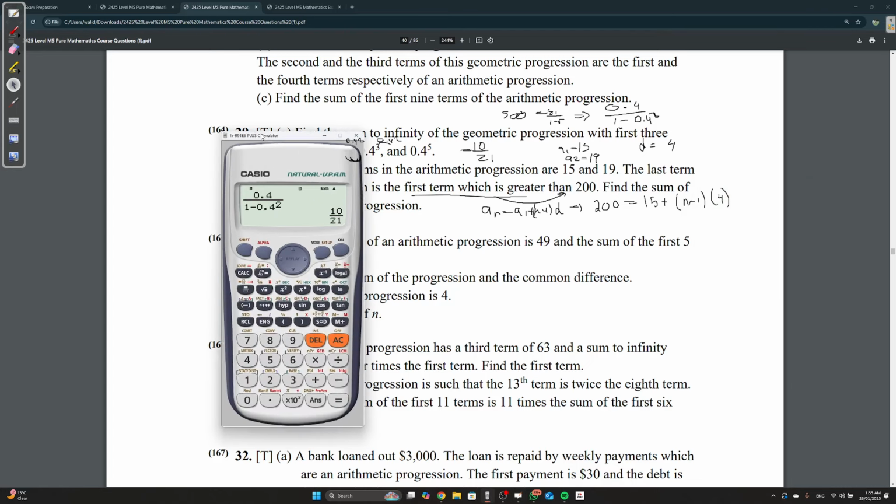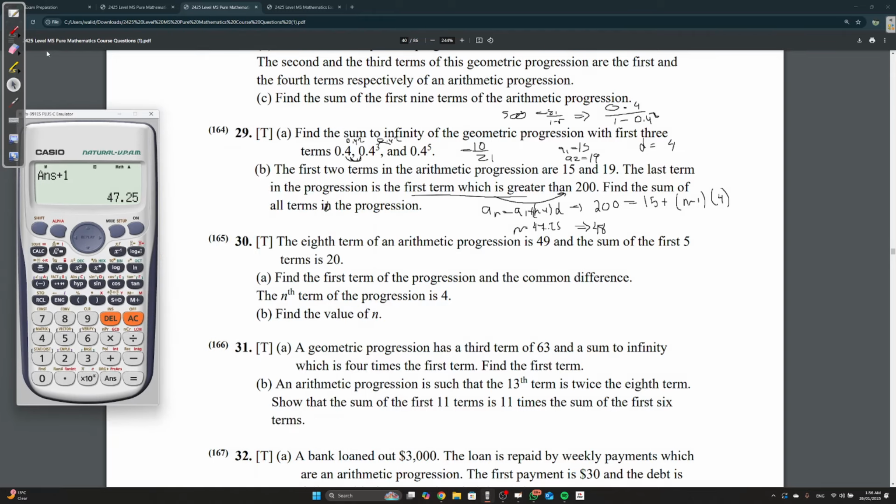So let's solve this. 200 minus 15, divided by 4, plus 1. So you get n is equal to 47.25 when you plug in 200. Obviously, we can't have a decimal for n, right? It has to be an integer. So in that case, it's the first term greater than 200. So what's the closest whole number above 47.25? 48. So n is equal to 48.